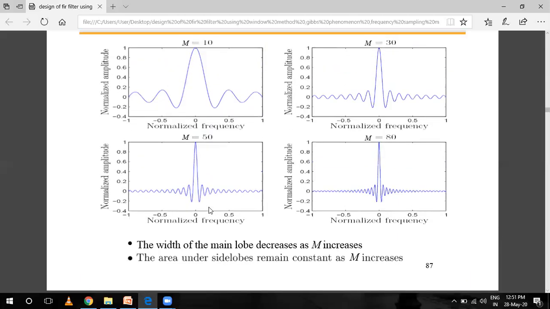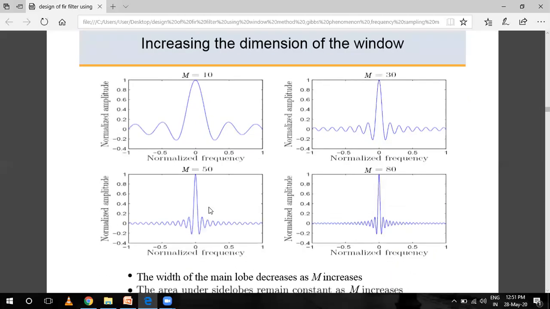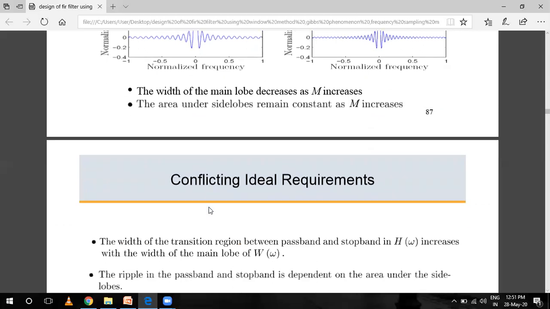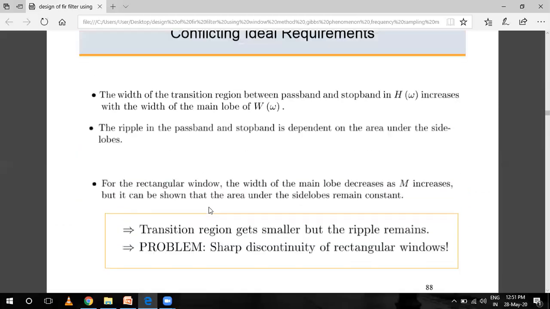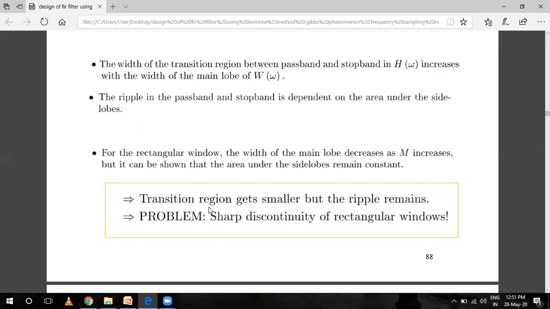Now this is just a graph, to go through. When you take the value of M as 10, 30, 50, 80, as M increases, the width of the main lobe decreases. This is the graph between frequency and amplitude. Conflicting ideal requirements: the width of the transition region between the pass band and the stop band in H(ω) increases with the width of the main lobe of W(ω), and the ripple in the pass band and the stop band depends upon the area of the side lobe.